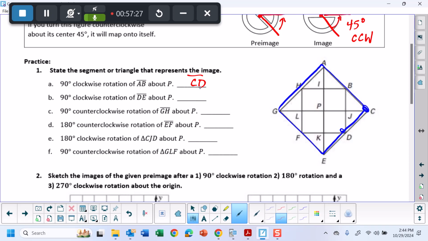Go ahead. What does it mean about P? That means that's that center of rotation. So it's spinning with P being my center. Okay?